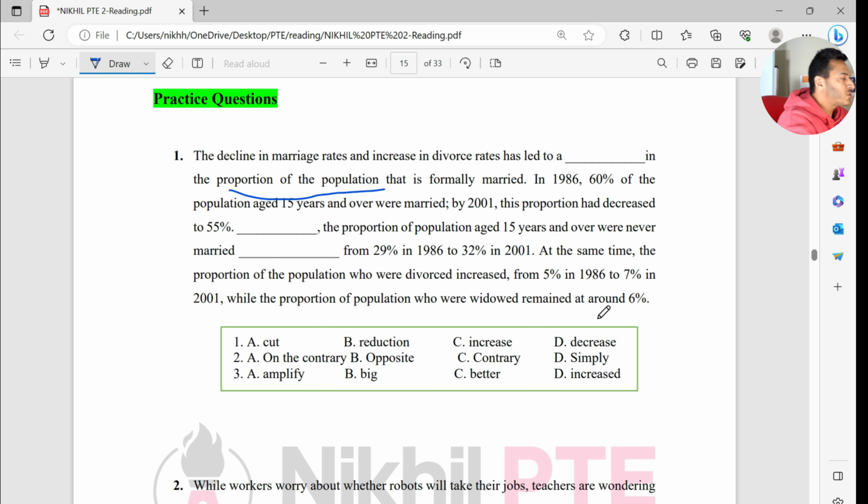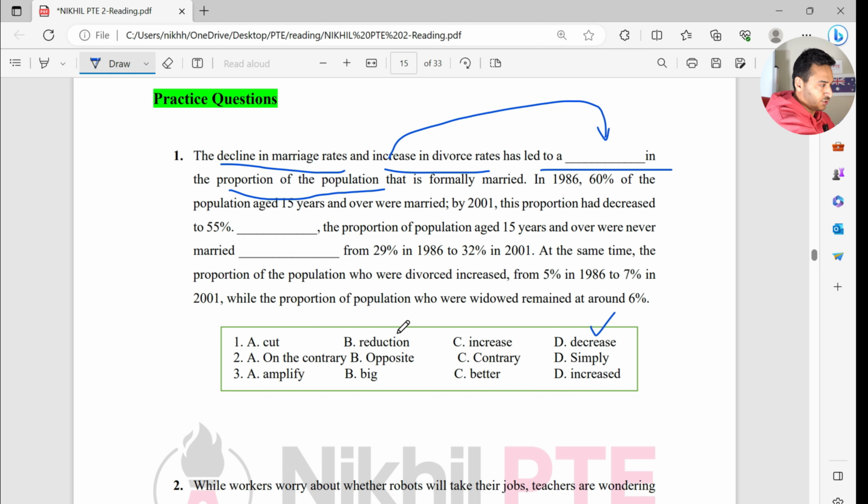Most of the students will go for increase or any other word, that is reduction. We think that if we find any difficult word, that will be the right answer. No, understand the situation. Decline in marriage rates, there is no marriage. Increase in divorce, which means how can we increase the population? It has led to a dash in the proportion of population. What will happen? Increase relates to decrease. The answer will be decrease, not reduction, not cut. We cannot cut the proportion of population because here we are talking about population.